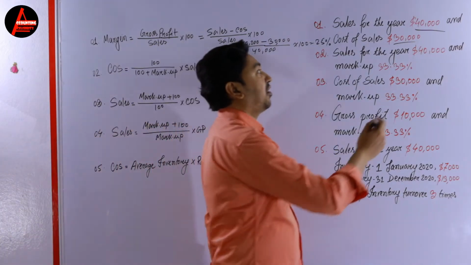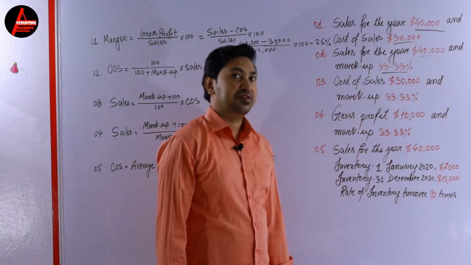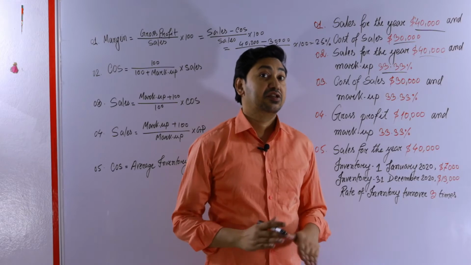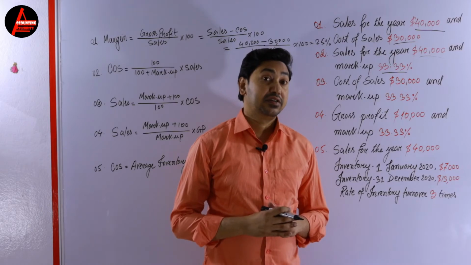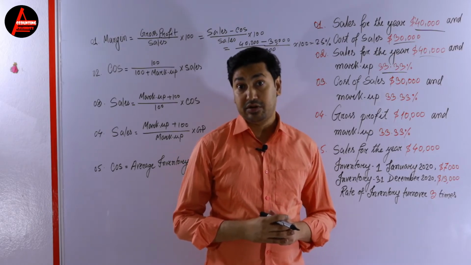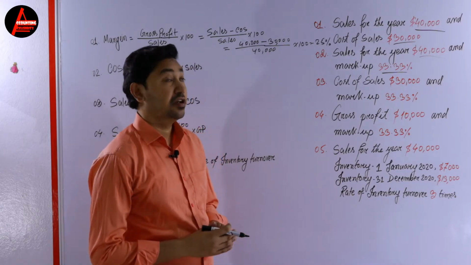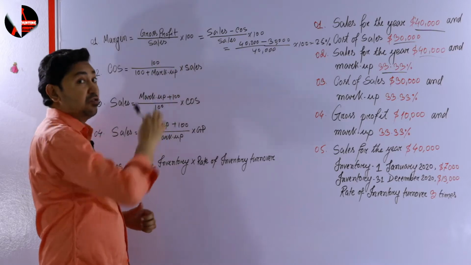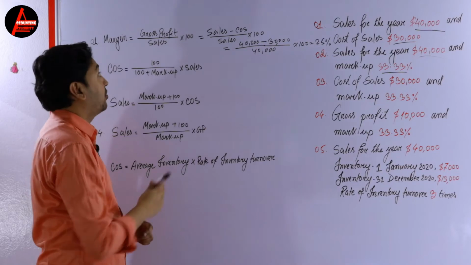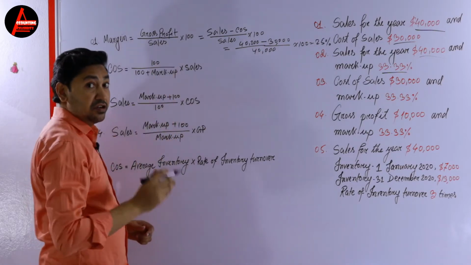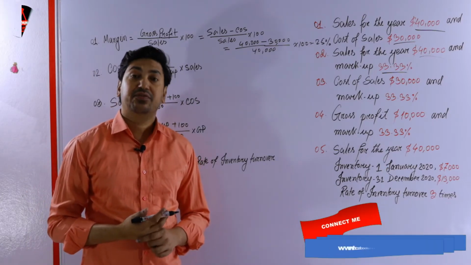Sales for the year is $40,000 and markup is 33.33%. So in this question, there is no cost of sales and no gross profit. You just have the value of sales and the markup. How do you calculate your margin? If you use the same formula, you cannot calculate because you don't have gross profit here. But you have sales.